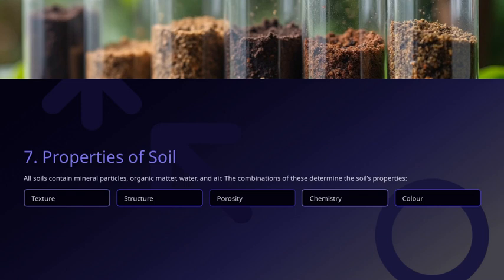Understanding these properties helps us appreciate how different soils support various ecosystems and agricultural needs. By considering these factors, we can better manage soil for sustainable use and conservation.